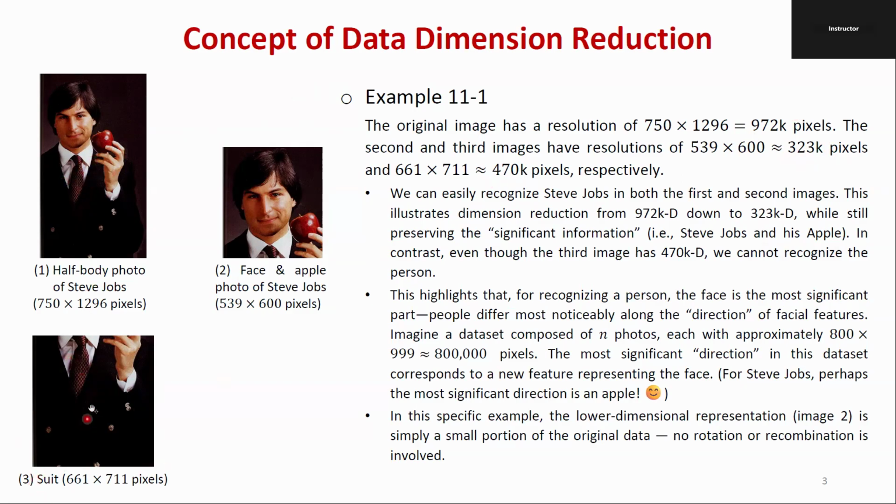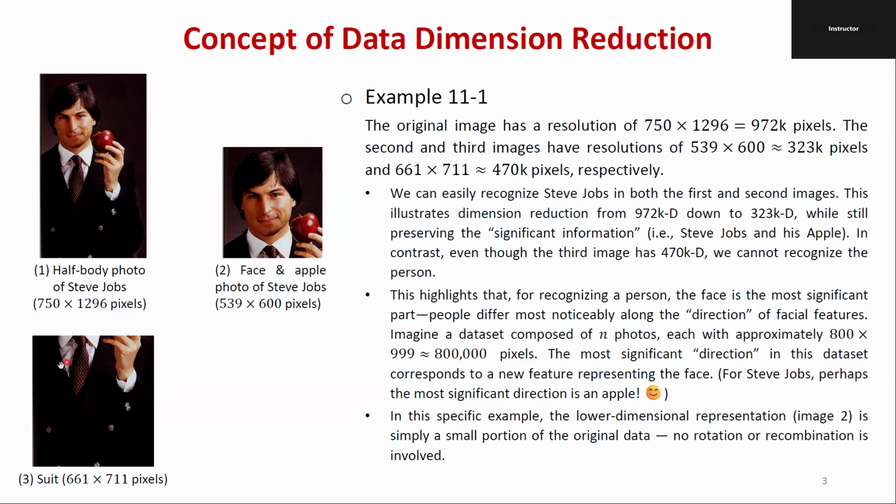However, it doesn't really show you the significant info. That's it. Then you're going to ask me, so why in this picture is Steve Jobs, or the Apple, very important? The reason is, suppose I show, let's say, 1,000 such pictures, each a person's half-body picture. The direction that changes the most is actually the face, isn't it? Because everybody's body is pretty similar.